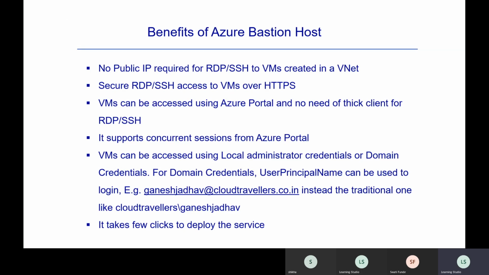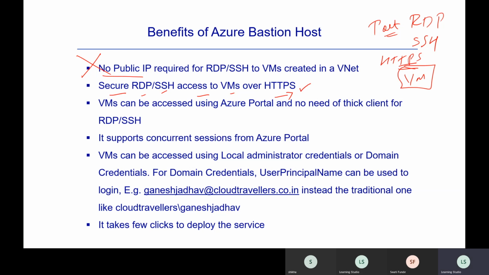The first benefit is you don't need a public IP address to RDP or SSH to a virtual machine. So strictly no public IP address for your virtual machines. Then you can securely RDP and SSH access virtual machines over HTTPS. So what does that mean? When you try to connect to your virtual machine using Azure Bastion host, the connection happens over HTTPS. And whenever you're trying to connect to your virtual machine using Bastion host, no other port is allowed except your RDP and SSH.